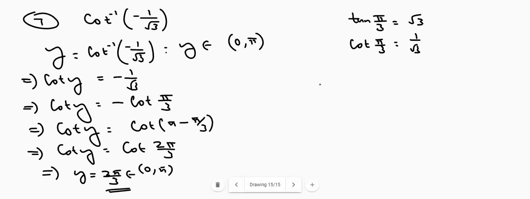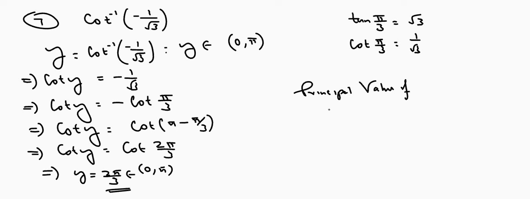So the principal value of cot inverse of minus 1 by root 3 is 2 pi by 3.